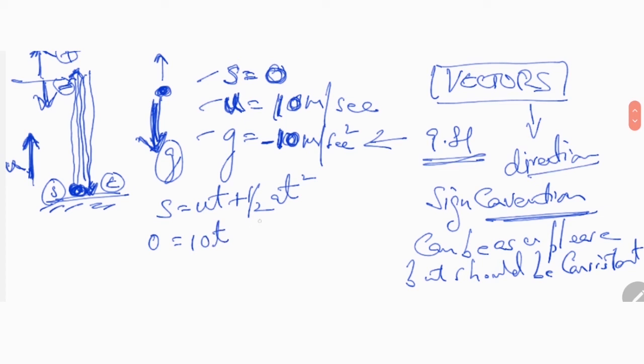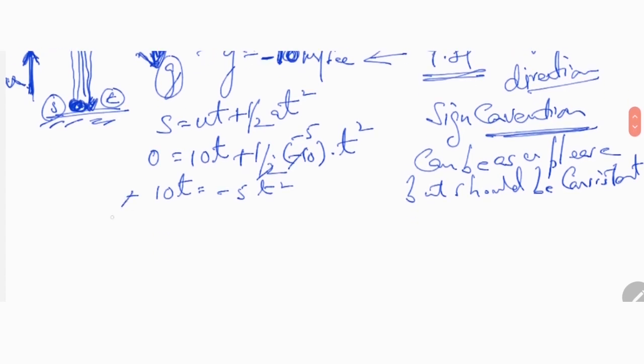So 10t plus half into, what is your acceleration? It is minus 10, right? Into t square. Okay, so obviously this will go minus 5 times. Therefore, what will you get? You will get 10t is equal to minus 5t square. So minus minus goes, and this will go 2 times. Therefore, your t will be equal to 2 seconds.